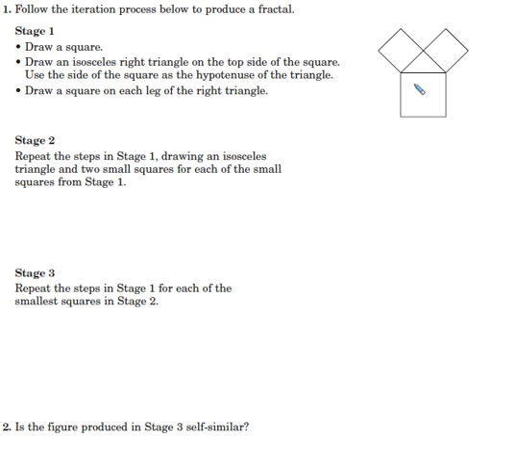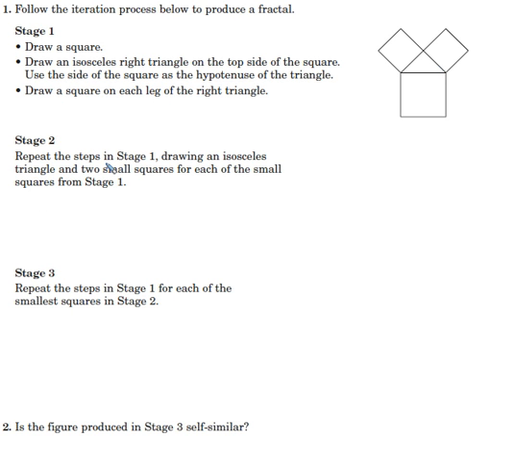Stage one, you draw a square right here. Next, you draw an isosceles right triangle on the top side of the square. Use the side of the square as the hypotenuse of the triangle. That's this triangle right here. And we're going to draw a square on each leg of the right triangle.